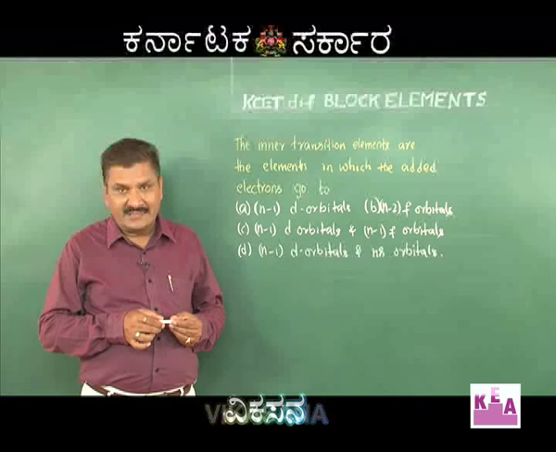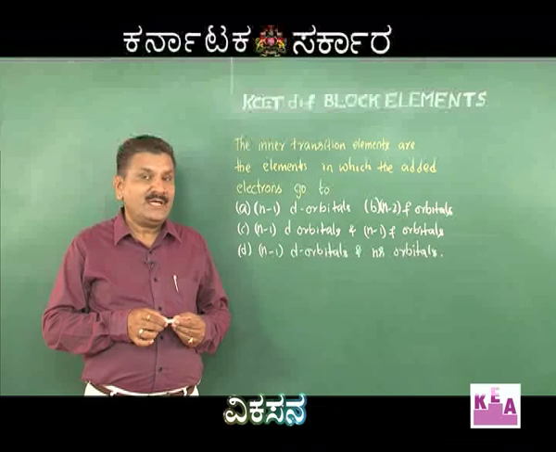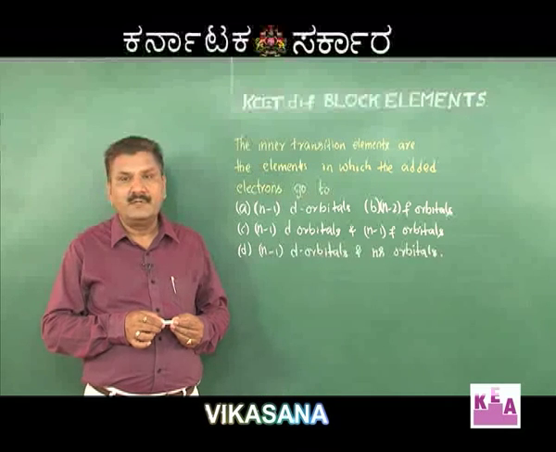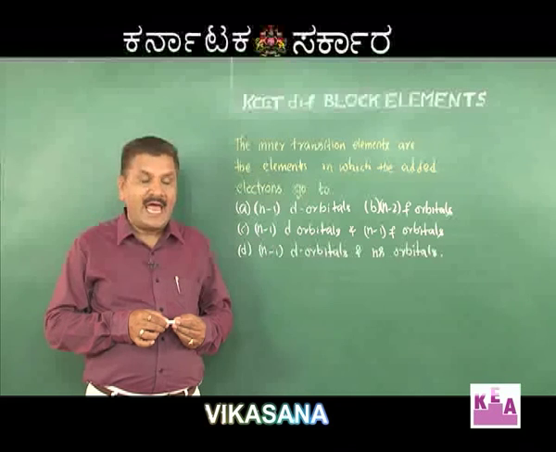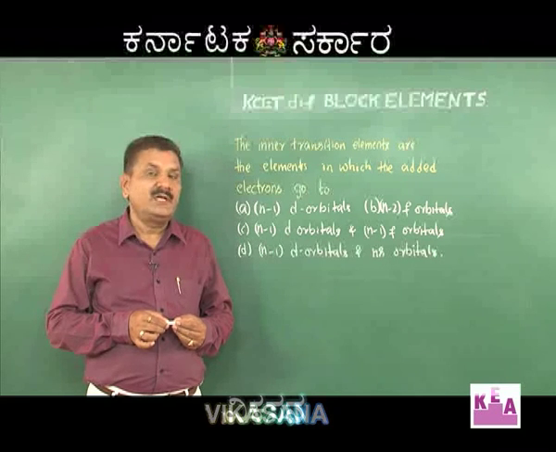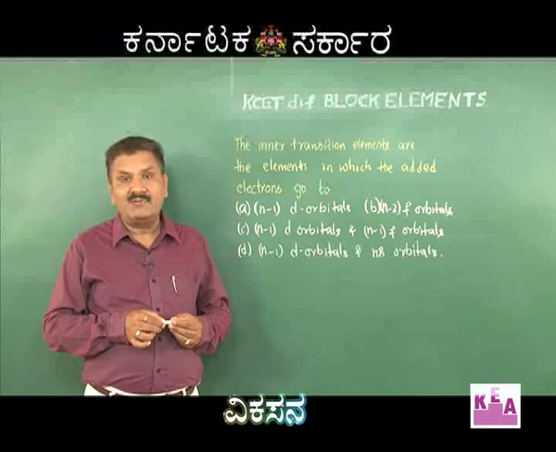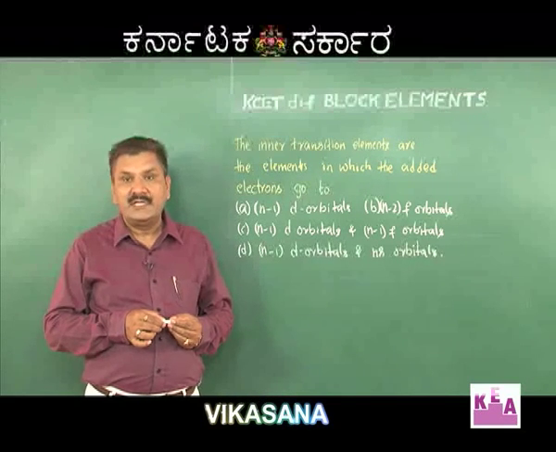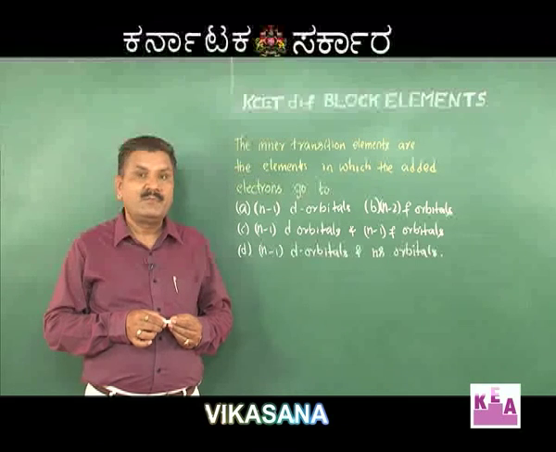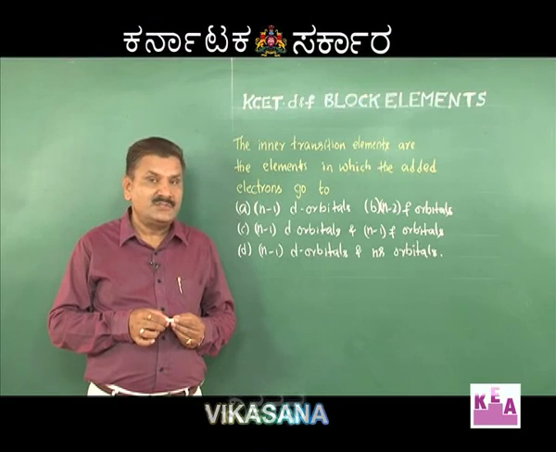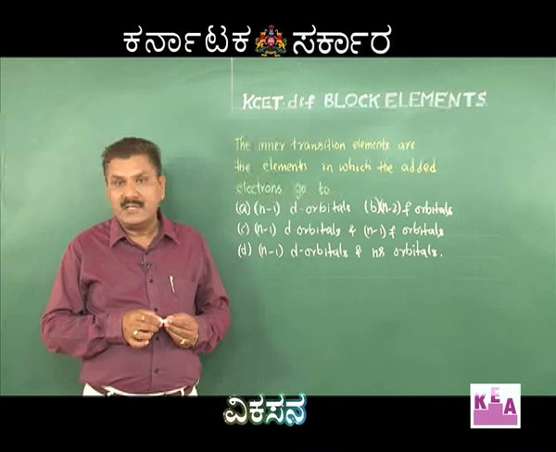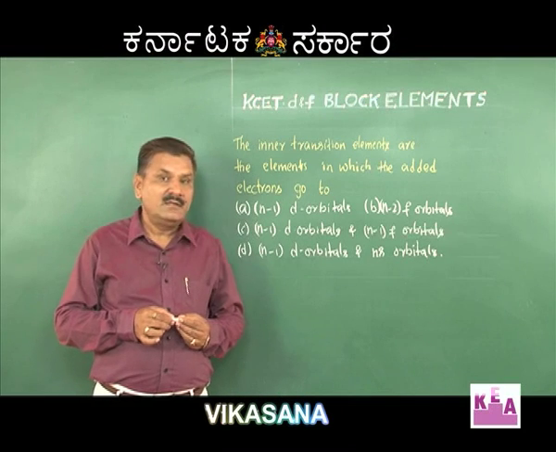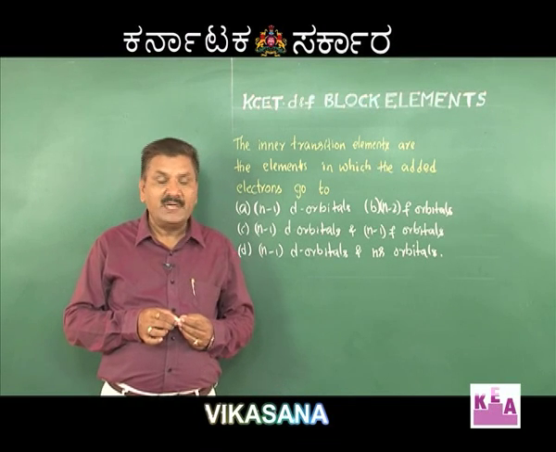In the introduction, we had seen that S block elements have the added electron in the outermost s orbital. P block elements have the added electron in the outermost p orbital, while D block elements have the added electron in the penultimate d orbital, that is n-1 d orbital, and the inner transition elements or F block elements have the added electron in anti-penultimate f orbital, that is n-2 f orbital.